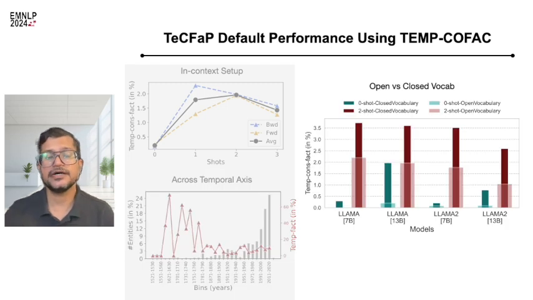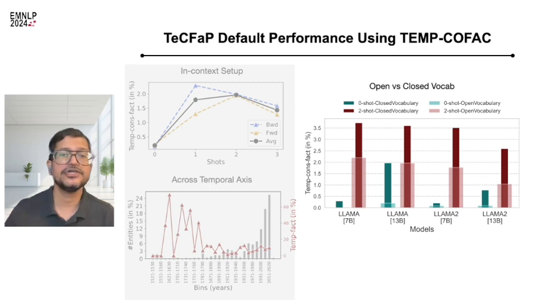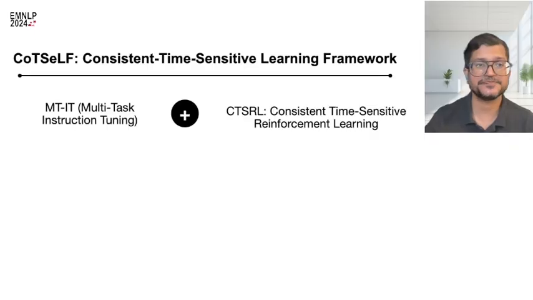The third experiment which we do is to compare the open and closed vocabulary settings, and we find that when the model is restricted to a particular closed set of tokens, then it performs much better compared to the open vocabulary setting.